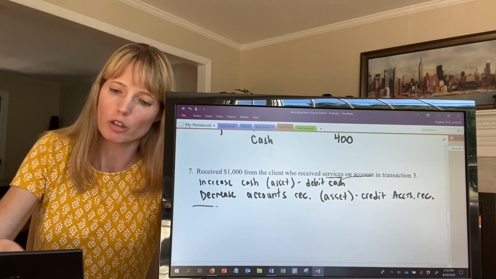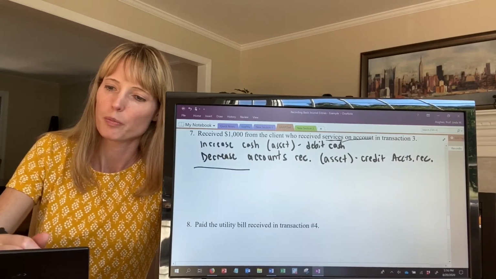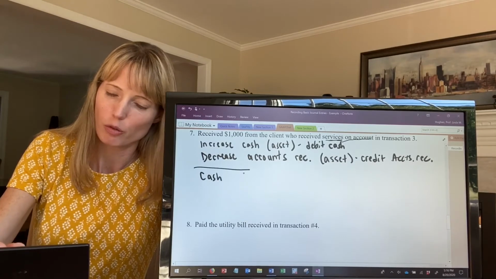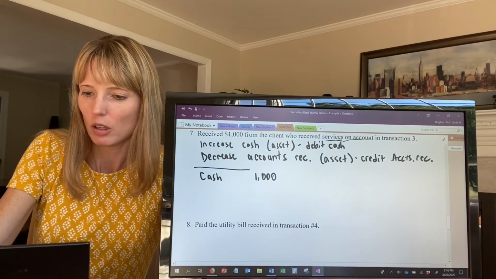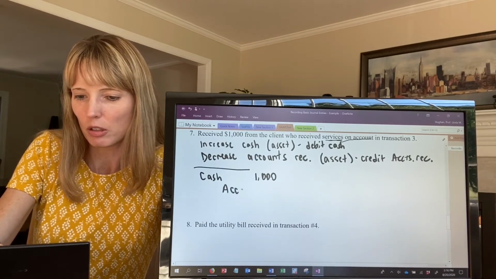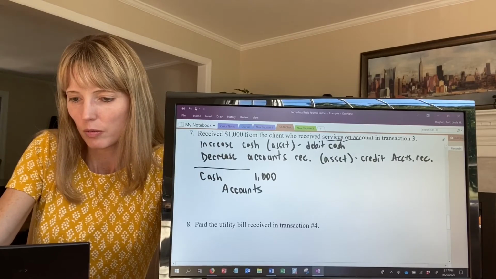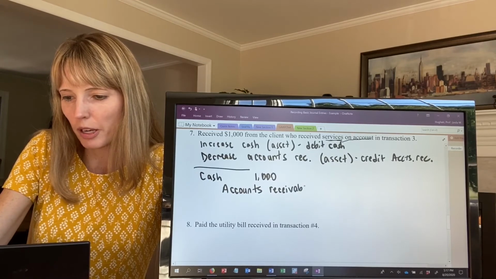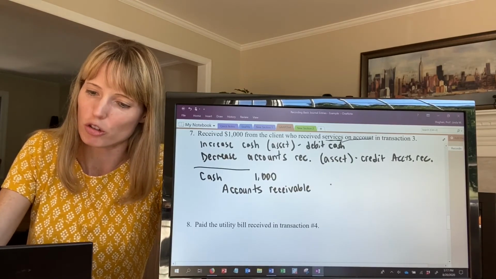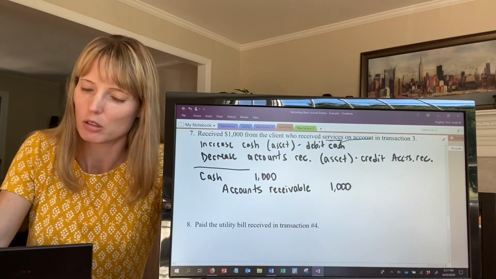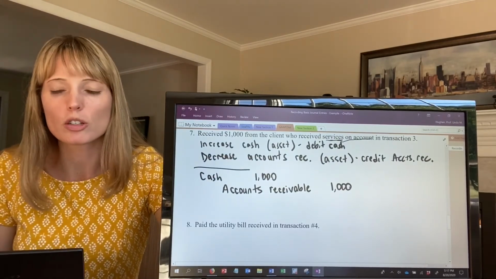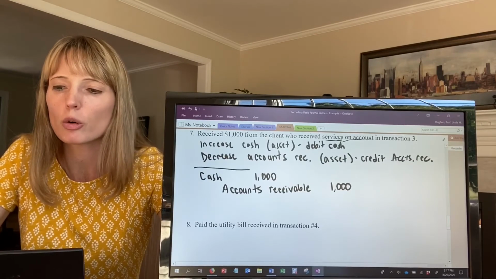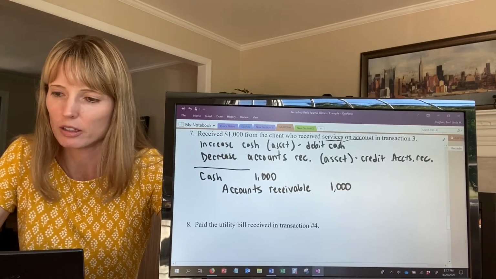So what does that journal entry look like? We're going to debit cash for 1,000 and credit accounts receivable. Income is affected by this transaction and this journal entry. True or false? The answer to that, of course, is false. No income is recorded, and no income is recorded because no new services have been provided.